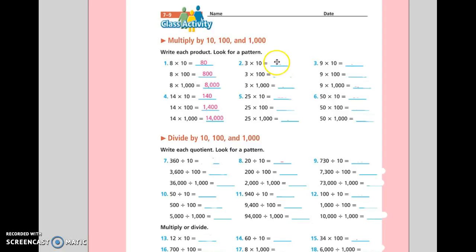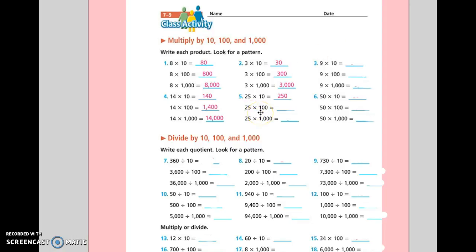3 times 10 would be 30. 3 times 100, again, it's 3 times 1 is 3, plus the 2 zeros, 300. And then 3 times 1 is 3, plus the 3 zeros is 3,000. All right, great. All right, try one more on your own. 25 times 10. Go and pause the video. All right, you would end up with 250.